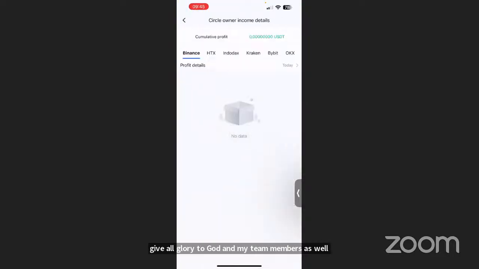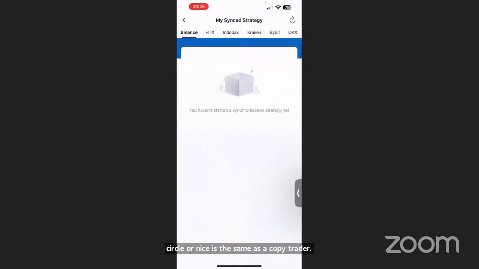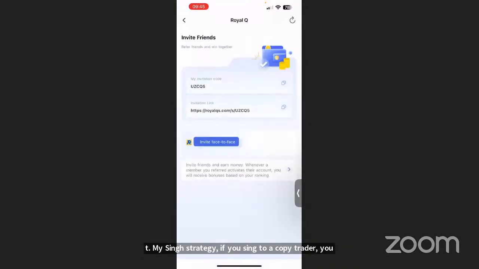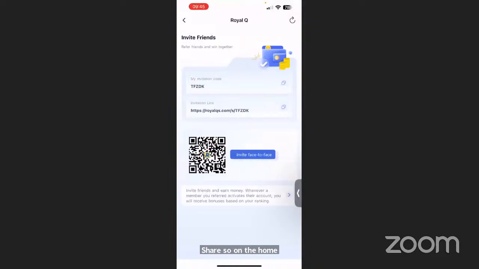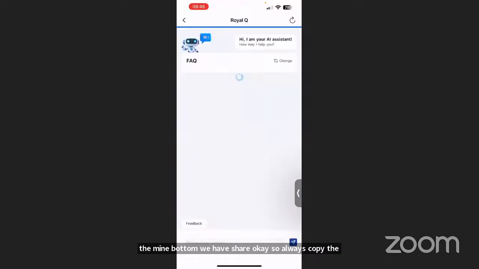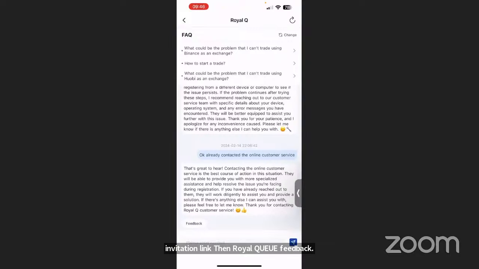Circle owner. You remember I taught you who a circle owner is. It's the same as a copy trader. I'm not one, so you don't see any cumulative profit. My sync strategy: if you sync to a copy trader, you see it over here. Share. So on the home button, we have invite a friend. On the mine button, we have share. Okay, so always copy the invitation link. Then Royalq feedback. If you have any problems, go and give it to Royalq and they will actually be there.